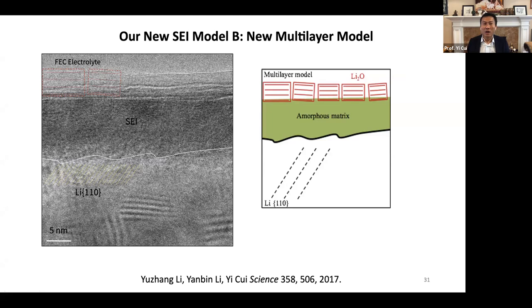But it's an inverse multilayer. It's different from what people propose. People propose inorganics at the bottom and organics at the top. We see the reverse, the opposite. So not only did we see this SEI structure, we were able to correlate this SEI structure with the performance of charging and discharging. The layer model so far gives us the better cycling performance.